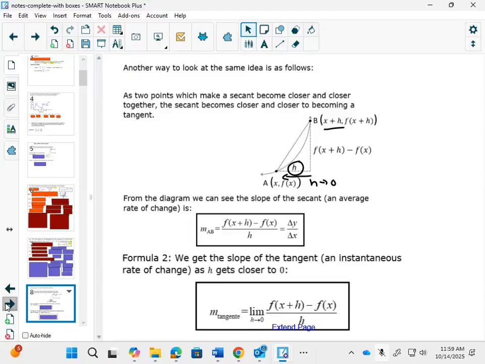I hate to break it to you, but this whole thing about calculus and derivatives, simplistically, is just finding slopes of tangent lines. And that's what we're going to be working on over the next couple of weeks.